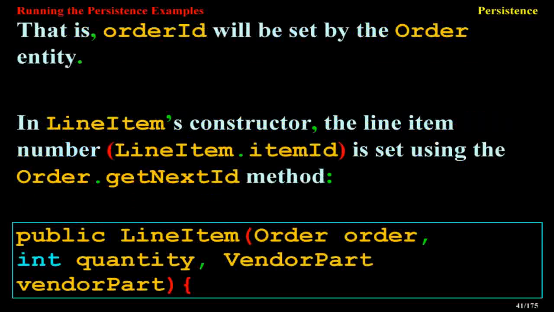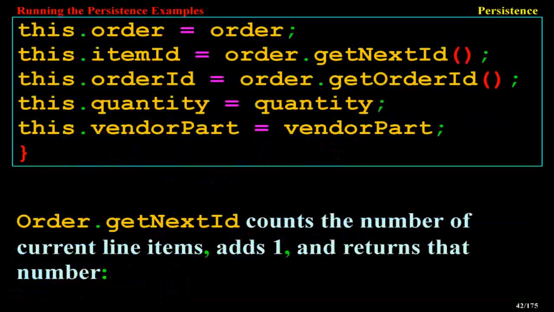In LineItem's constructor, the line item number, itemId, is set using the Order.getNextId method. public LineItem(Order order, int quantity, VendorPart vendorPart) { this.order = order; this.itemId = order.getNextId(); this.orderId = order.getOrderId(); this.quantity = quantity; this.vendorPart = vendorPart; } Order.getNextId counts the number of current line items, adds 1, and returns that number.